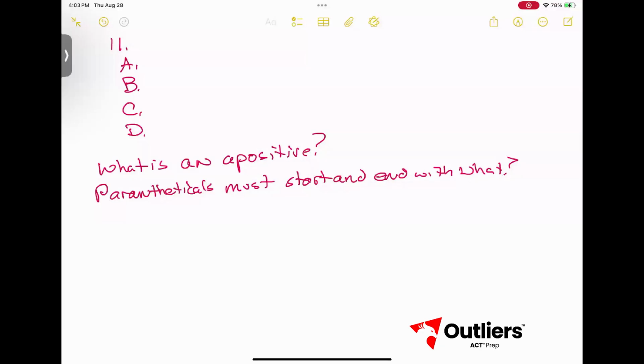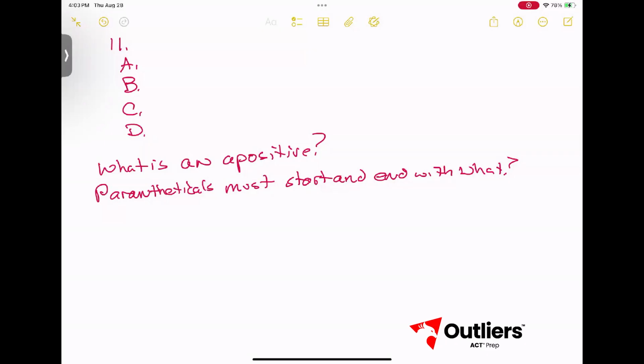An appositive is simply a parenthetical that modifies the word that comes in front of it. It's a parenthetical, so it's non-essential information for the sentence, but it's always going to modify the word or phrase that immediately precedes it. And the second thing you need to know is, parentheticals must start and end with what?